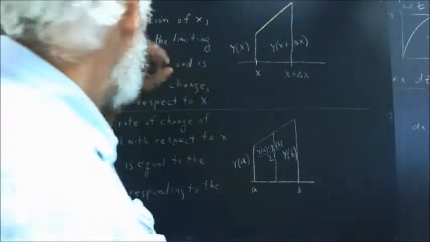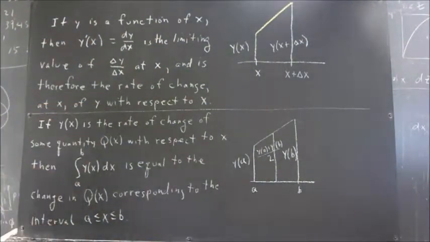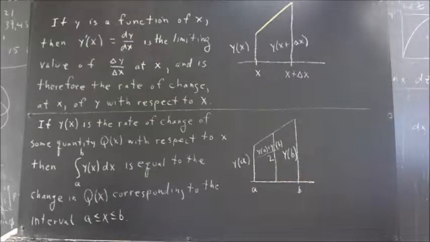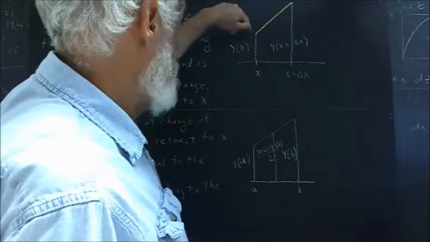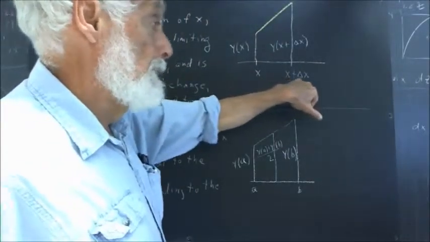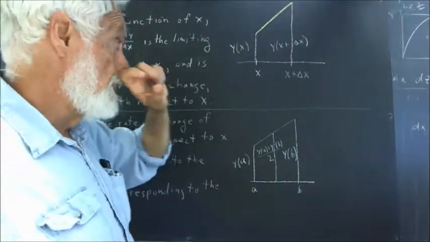Okay, now let's talk about why this is the rate of change of y with respect to x, and why this gives you the change in the quantity q of x. Okay, here we have a graph. We have 2 points, which I'll call x and x plus delta x. That's got to be familiar to you. This is almost universally taught.